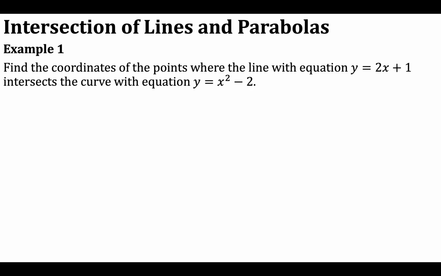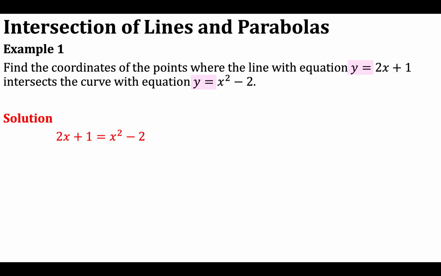So let's maybe look at an example. Example 1 asks us to find the coordinates of the points where the line with equation y equals 2x plus 1 intersects the curve with equation y equals x squared minus 2. So we first need to equate these. We can see that they are both y equals, so that allows us to equate the equation of the line and the equation of the curve.